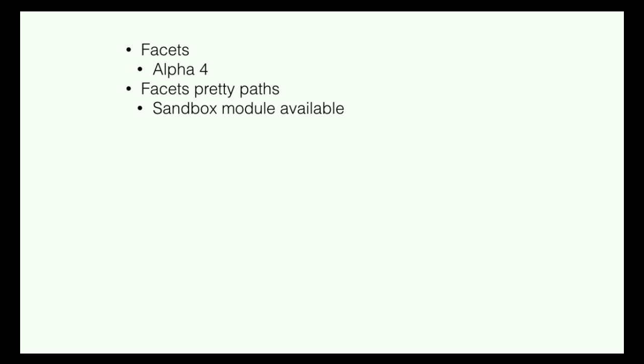There's an alpha 4 for facets, and a sandbox module for pretty parts. We will be tagging an alpha 5 for facets this week. I wanted to have it done by now, but the tests are still failing, and we need to figure out a way to fix them. But by the end of the week, I'm pretty confident that we can actually tag alpha 5, and that will work with beta 2 of Search API.